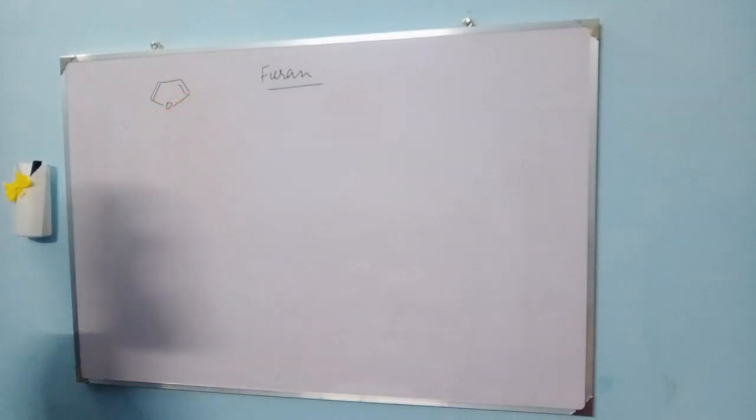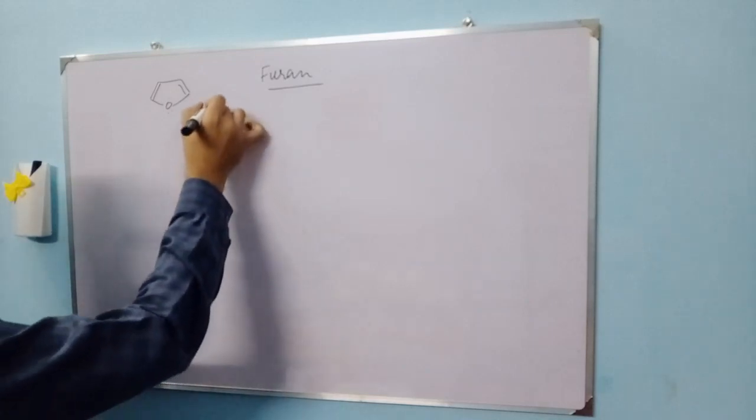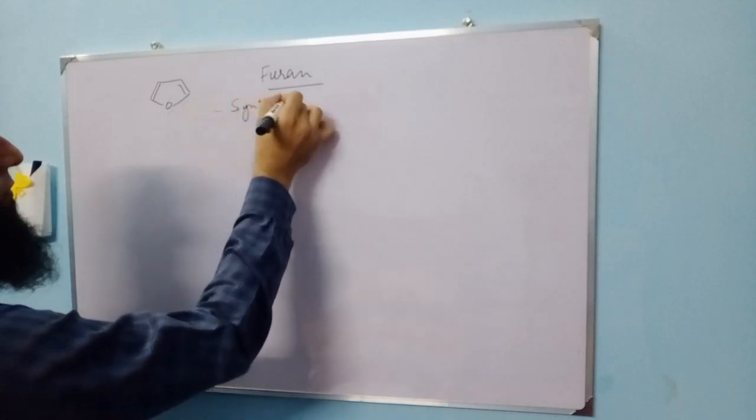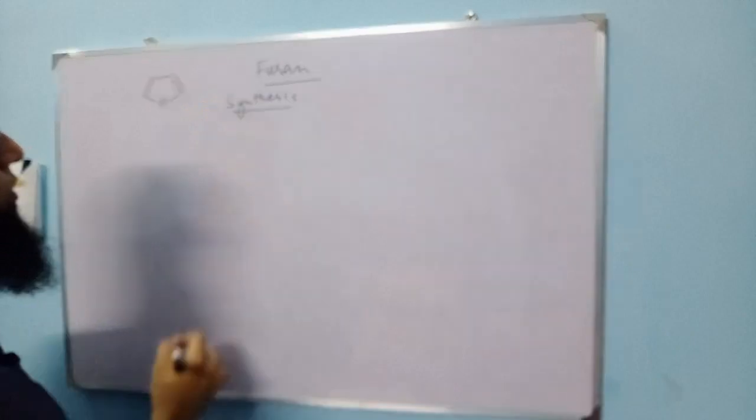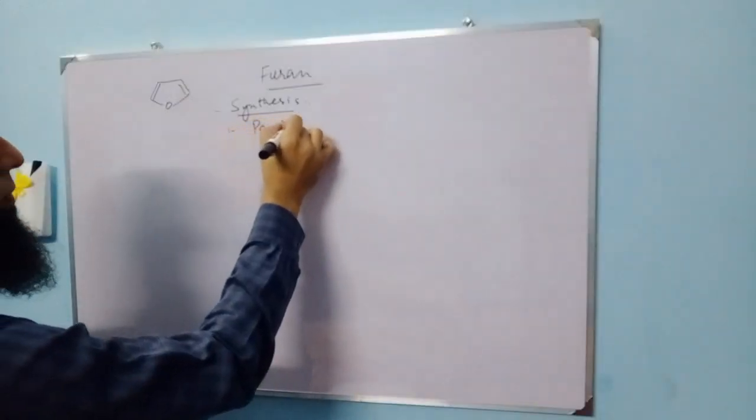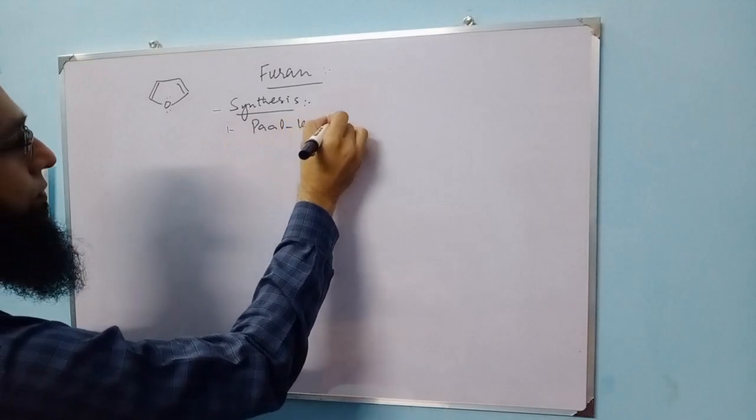In this five-membered heterocycle, all atoms lie in a plane and form a slightly distorted pentagon. Now we learn the synthesis. There are different pathways to synthesize furan. First method is Paal-Knorr synthesis.